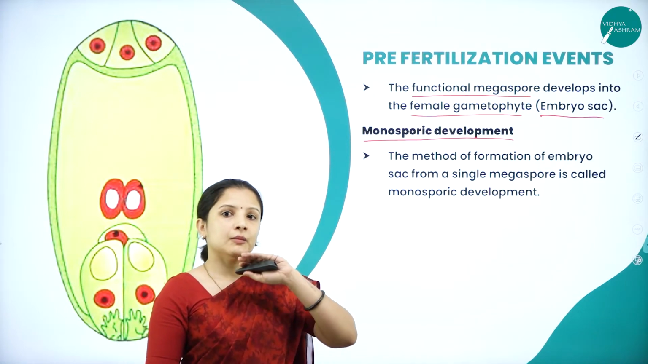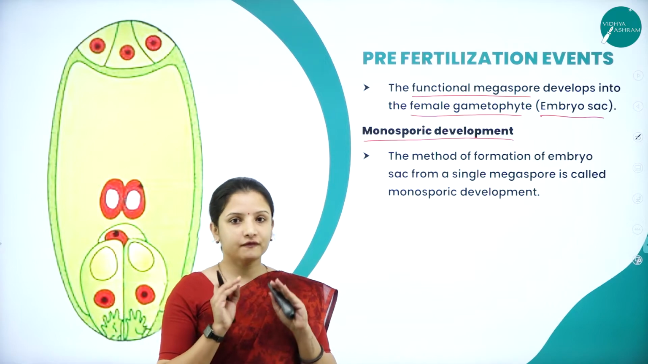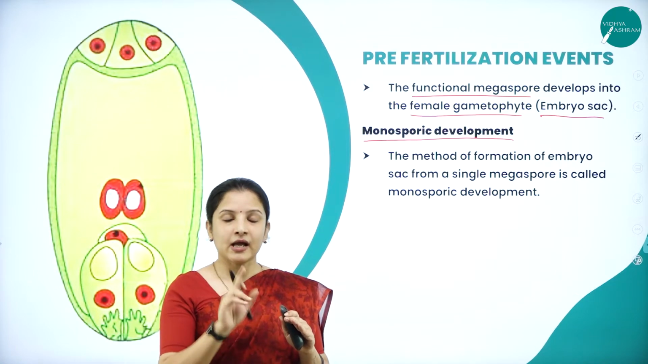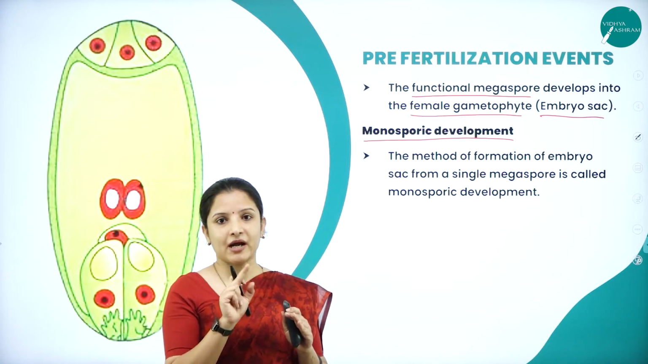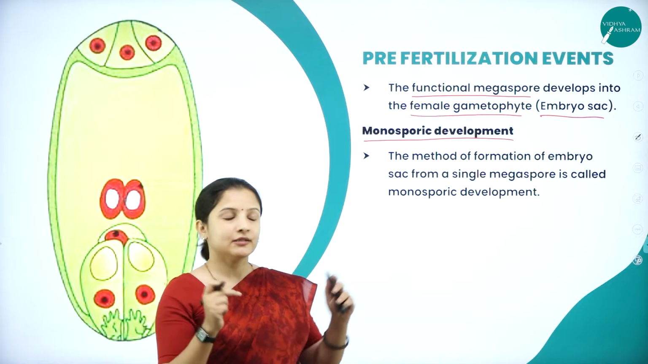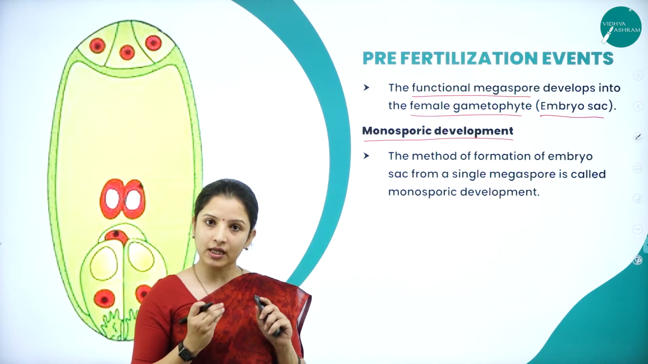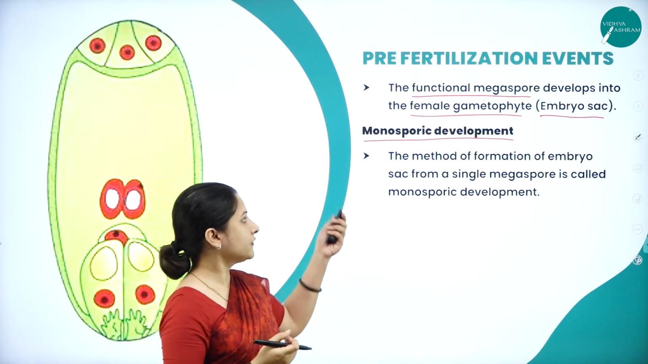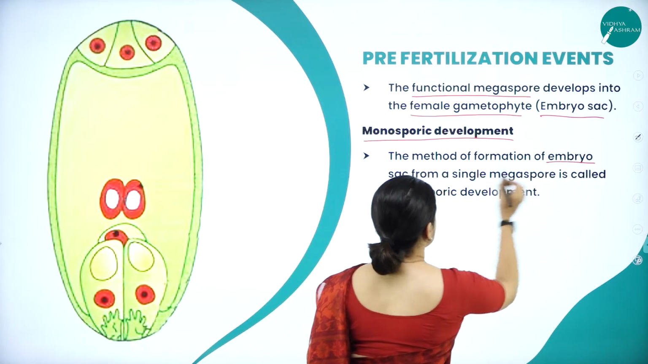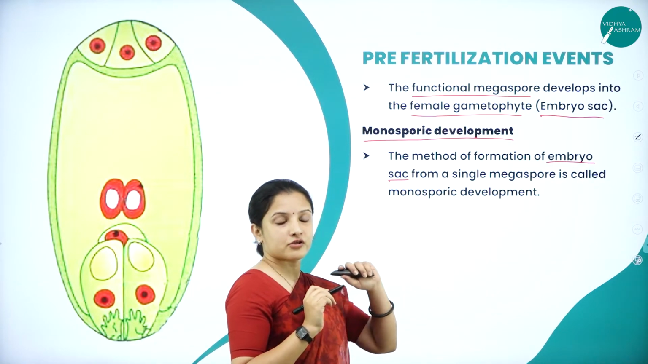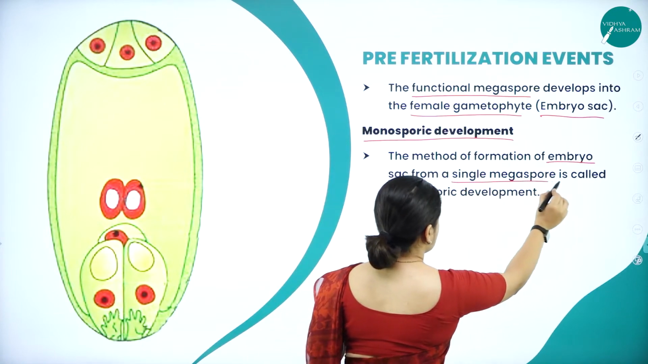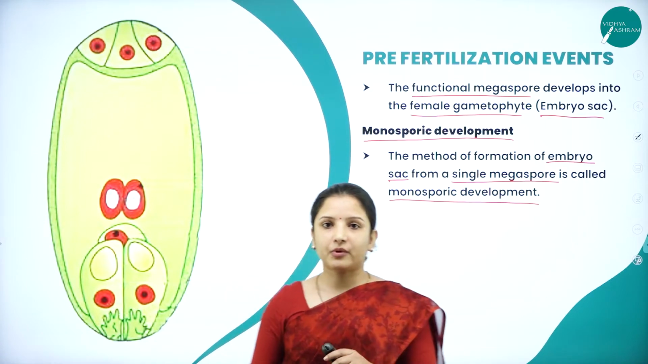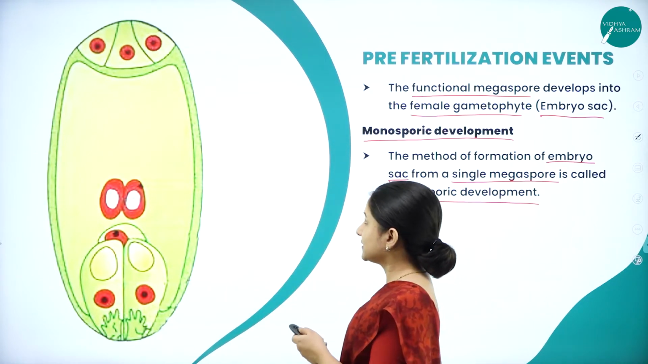Why? 4 megaspores were formed. Out of the 4 megaspores, 3 got degenerated. Only 1 was left behind, and only that one which was left behind will develop into an embryo sac. That is why it is called monosporic development. Monosporic development is the method of formation of the embryo sac. Remember, formation of the embryo sac from a single megaspore. So this was about the formation of the embryo sac.